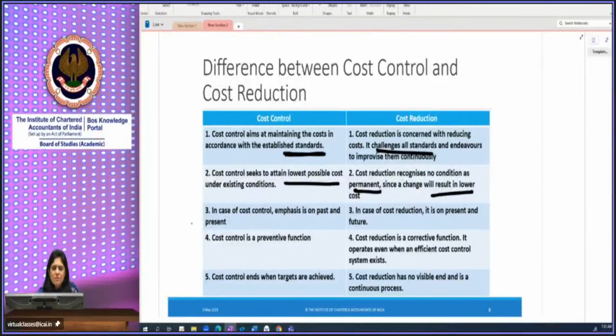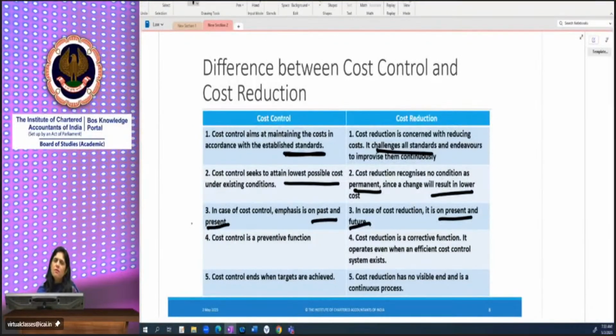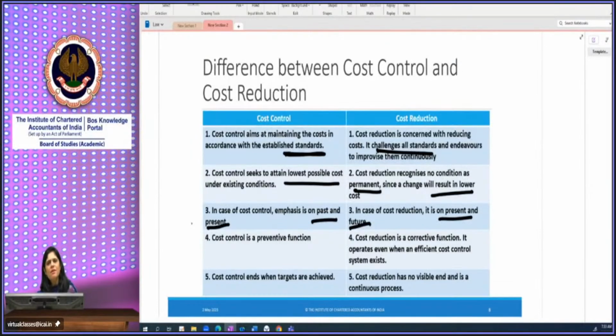Cost control emphasis is on past and present, but cost reduction is always on present and future. So cost control is always on predetermined standards which are kept, and standards are kept as per past experience only. Clear? So cost control is on the basis of past. On the basis of past experience, we have kept the standards, and then they have to achieve in the present. So past and present. But cost reduction is whatever is present, we have to further reduce it for the future.